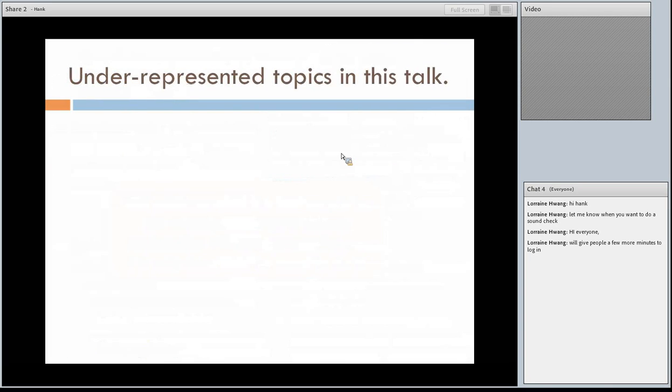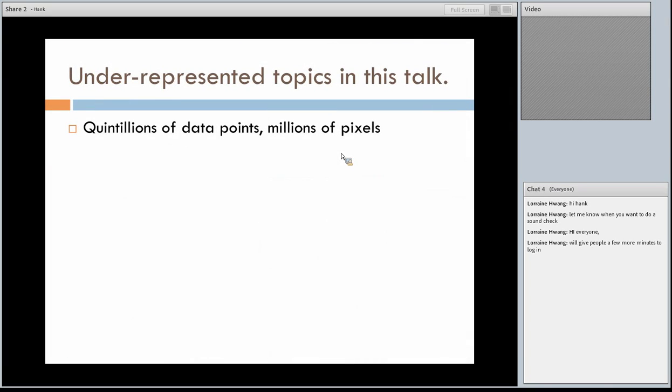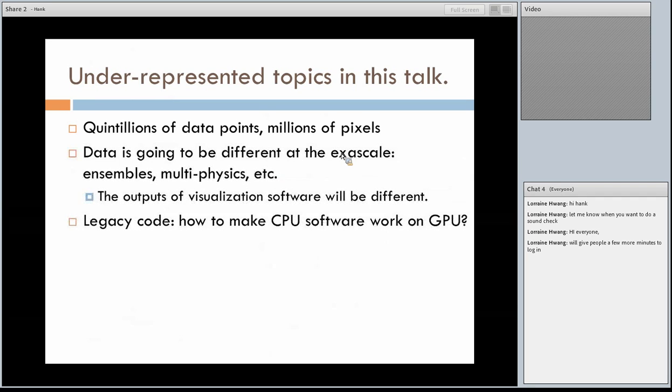Underrepresented topics in this talk, there's a bunch: quintillions of data points, millions of pixels. Clearly we need scalable visual metaphors. The data is going to be very different at the exascale in terms of we're going to have ensembles of runs. There's going to be many physics packages integrated at once, and so the inputs to visualization software, the outputs of visualization software will be different.